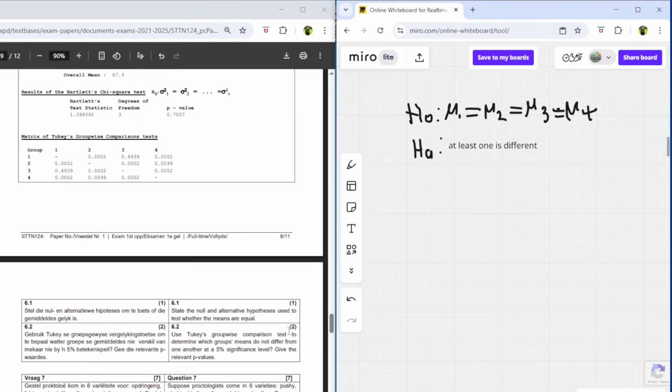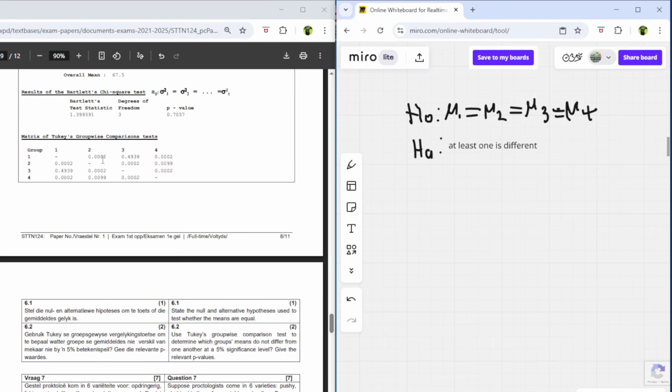Use Tukey's groupwise comparison to determine which group means do not differ from one another at 5% significance level. Give the relevant p-values. Now, they say which ones do not differ. So you can literally just look at them here, and then you look at the p-value. This is what we call the p-values. You must use the 5% significance level.